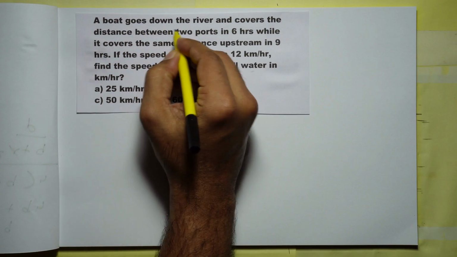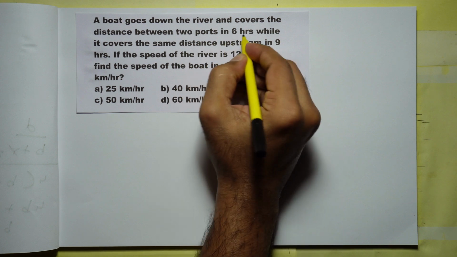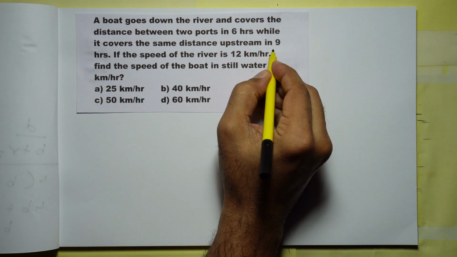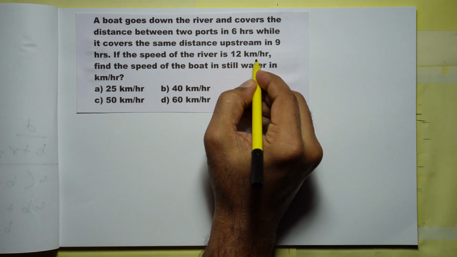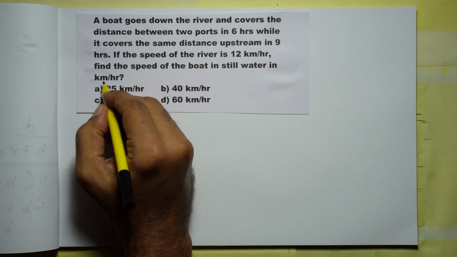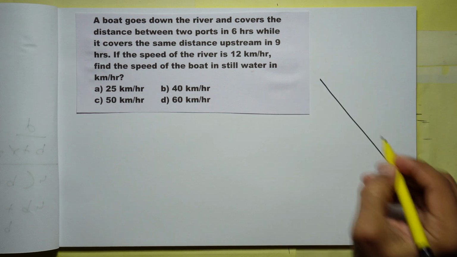A boat goes down the river and covers the distance between two ports in 6 hours, while it covers the same distance upstream in 9 hours. If the speed of the river is 12 kilometers per hour, find the speed of the boat in still water in kilometers per hour. So I can draw the river like this.